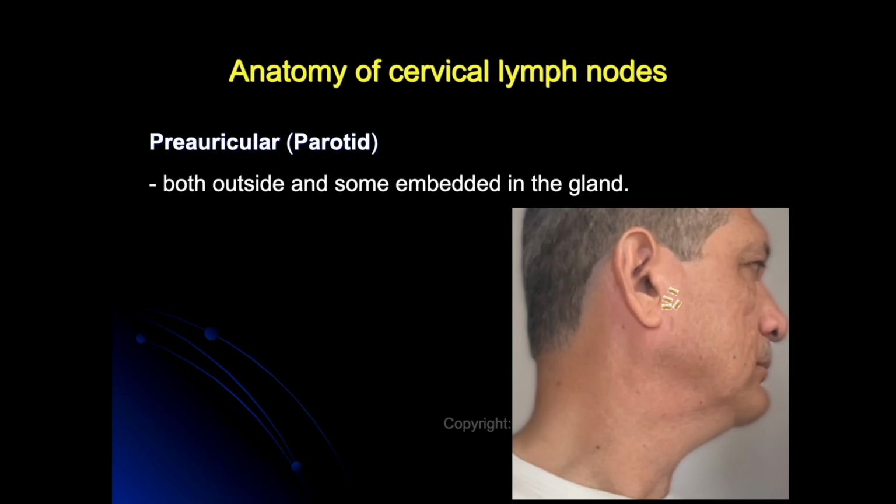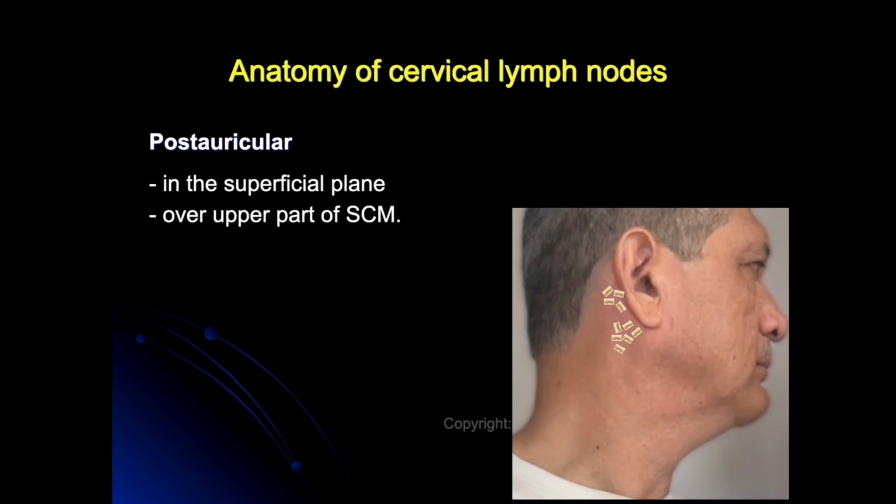Preauricular, also called parotid lymph nodes, lie, as the name suggests, in parotid region, both outside and some embedded in the gland. Postauricular nodes lie over the upper part of sternocleidomastoid above the upper superficial cervical nodes. See, these are upper superficial cervical and these are postauricular.